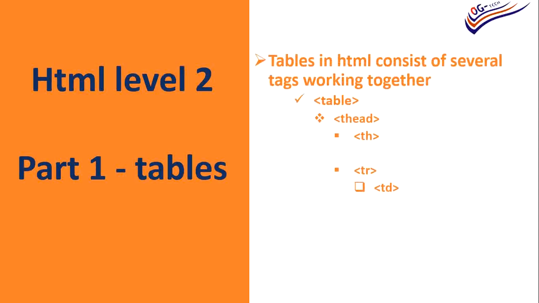Now, tables in HTML consist of several tags working together. Whenever I want to make use of tables, we declare the keyword table. That is to let HTML know that we want to make use of tables. Then we have the thead, which is the actual table head. We have the TH, which are the headers in the thead. Then we have the TR, that's the table row, and the TD, which is the table data. I know this may sound confusing, but let us demonstrate it using the actual code.